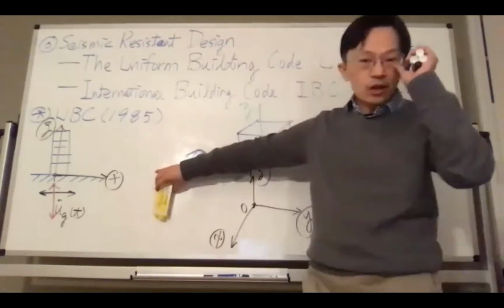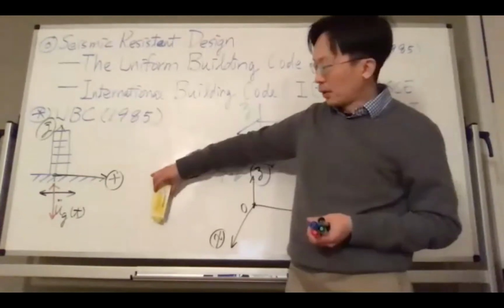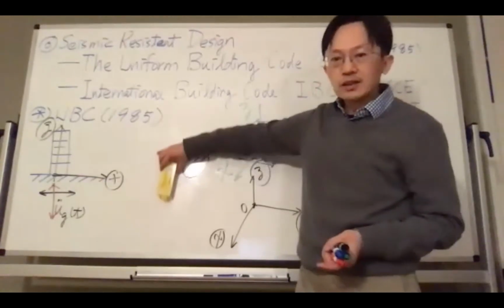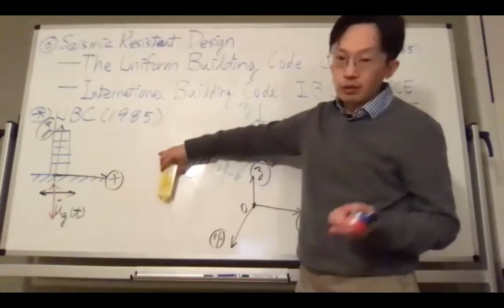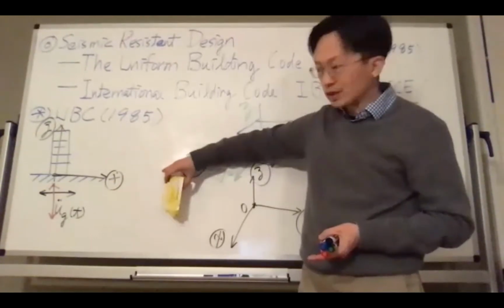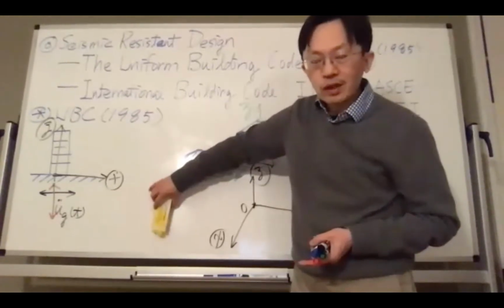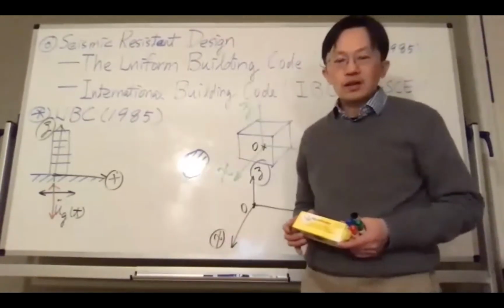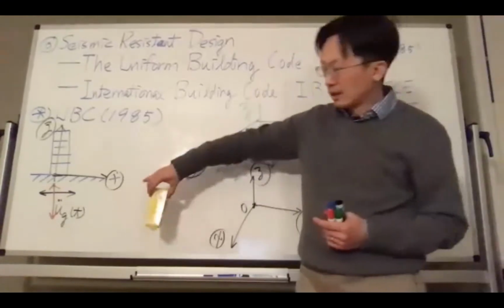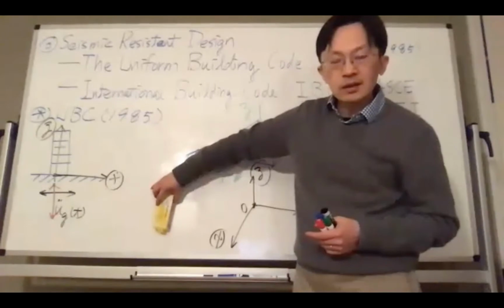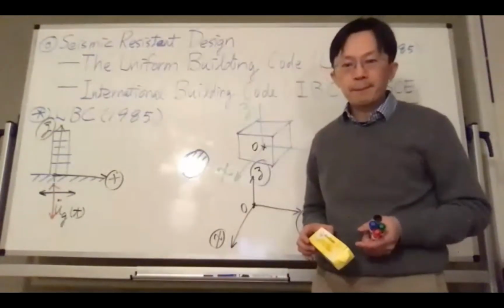So can anyone tell me, suppose this is a building, we have two different cases. Case one, this kind of horizontal ground motion, to this eraser is going vertically, right? Or going horizontally. Which one is more devastating to this building? Is it case one or case two? Which one? Case two.